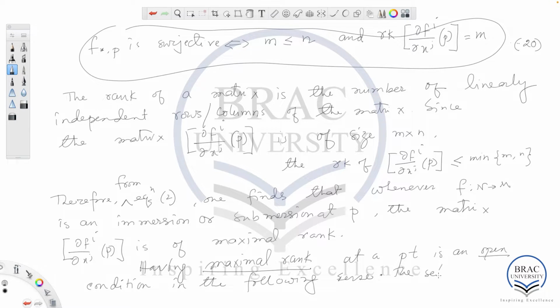The set D max F, we are going to define this set as the points in the open set U such that F star comma P has maximal rank at P. Okay, so it's the collection of all the points P in the open set U such that F star comma P has maximal rank at that point P.